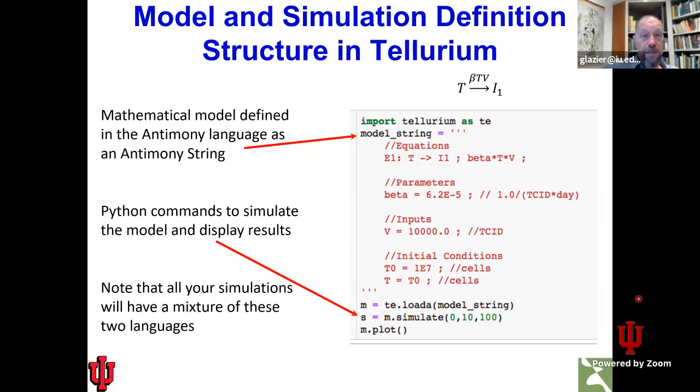The comment command in Python is a hash symbol. In Antimony, it's a double slash. So fortunately, there aren't that many of these inconsistencies that we have to get used to, but there are a couple.